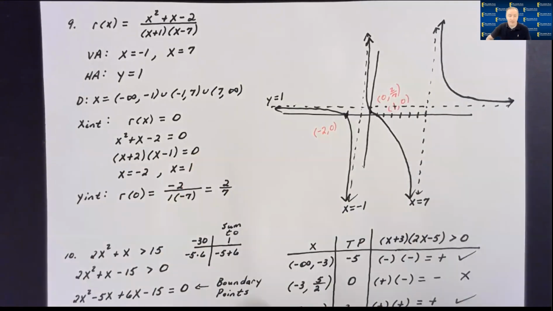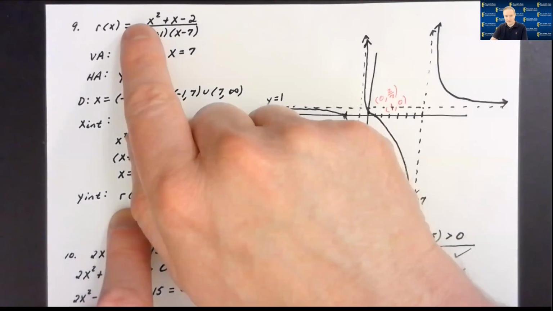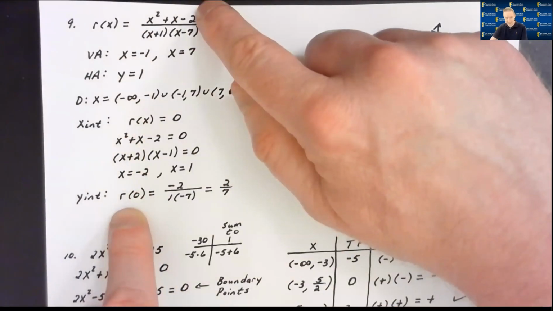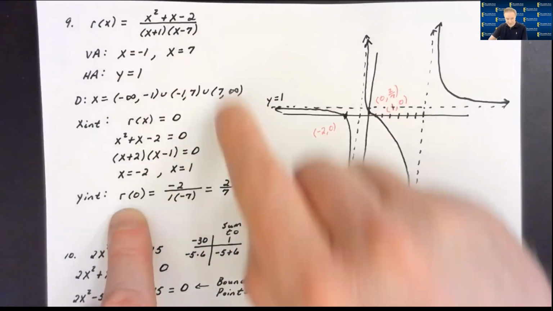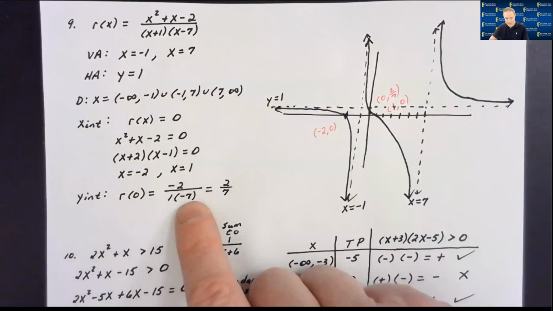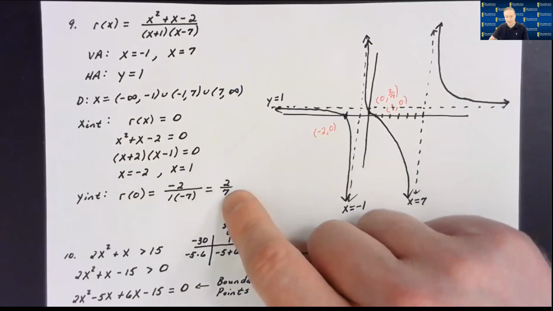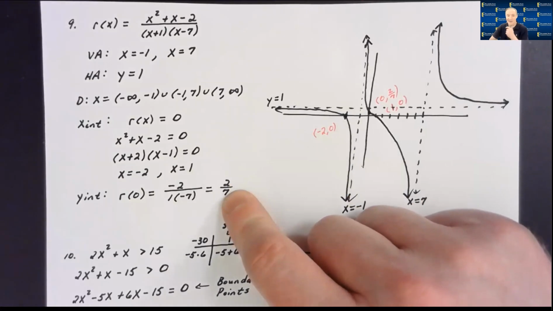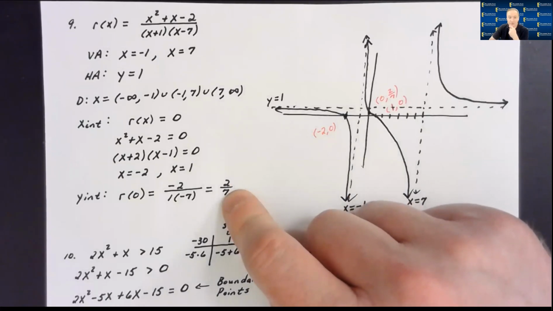My y-intercept, you just plug a 0 in for x. If you do that, please notice in the numerator, if you plug a 0 in for x, you'll get a -2. Your denominator, you would get 1 times -7. So it's going to be -2 over -7, which is +2/7. I can say my y-intercept occurs at 2/7. Now, from that, you can go ahead and graph your function.